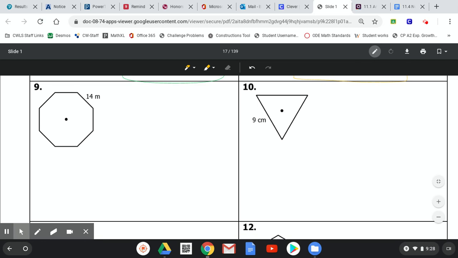Okay, 9 and 10. So for number 9, we know the side again, so we can go ahead and create our right triangle here. Right angle, that side is 7. We found that out because we took 14 divided by 2. So that part right there is 7, and then this is an octagon. I think we've done the octagon one, so I'm not going to go through the whole steps with you. 135 is the measure of that degrees.